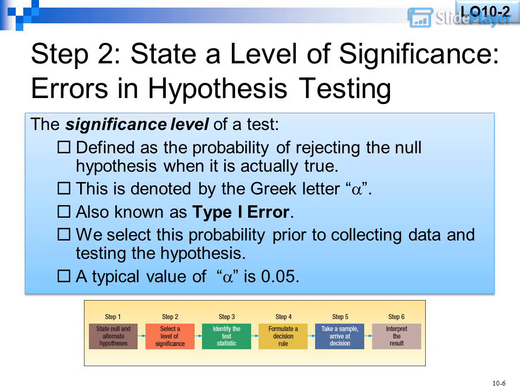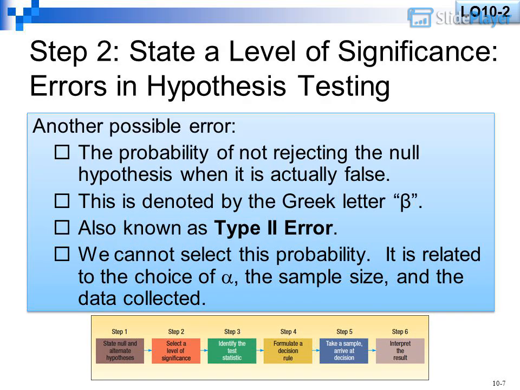Step 2. State a level of significance, errors in hypothesis testing. The significance level of a test is defined as the probability of rejecting the null hypothesis when it is actually true. This is denoted by the Greek letter alpha. Also known as type I error. We select this probability prior to collecting data and testing the hypothesis. A typical value of alpha is 0.05.